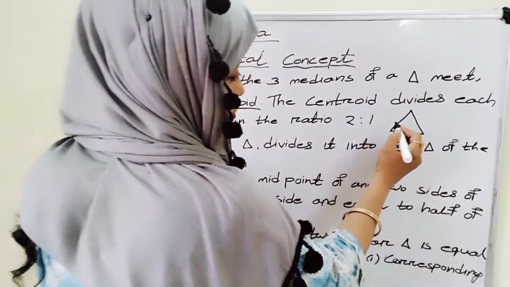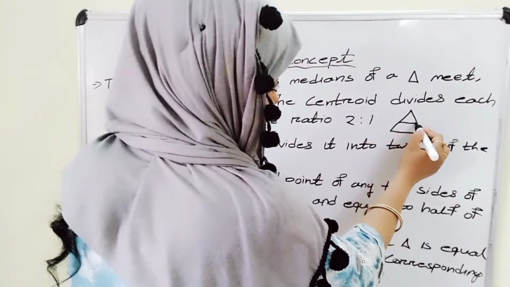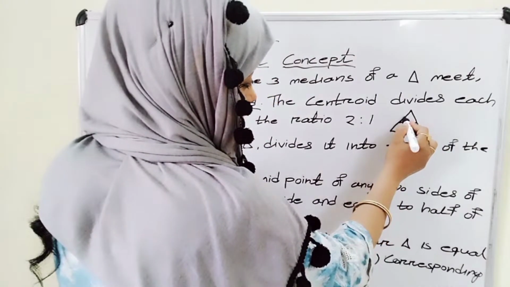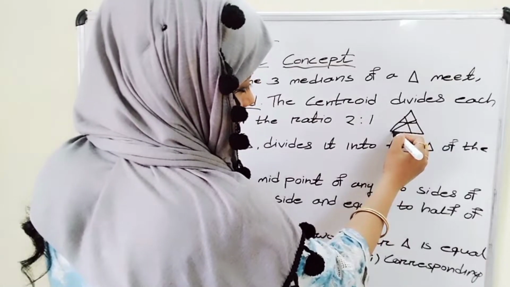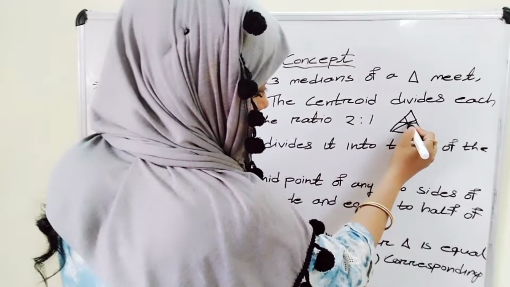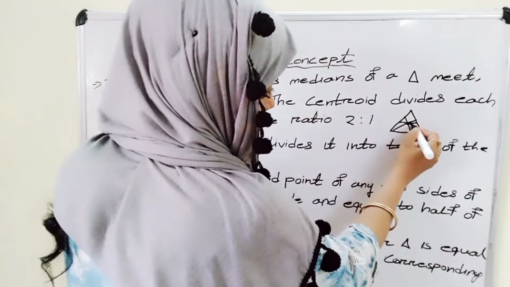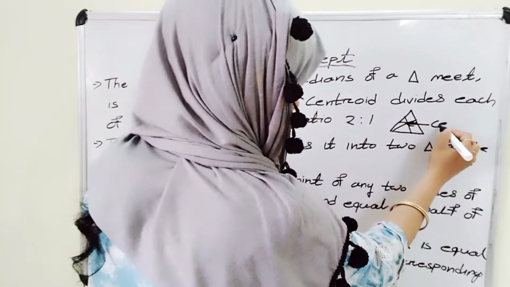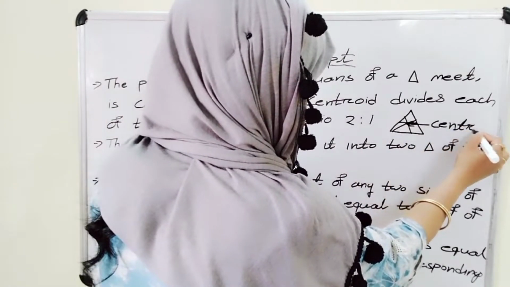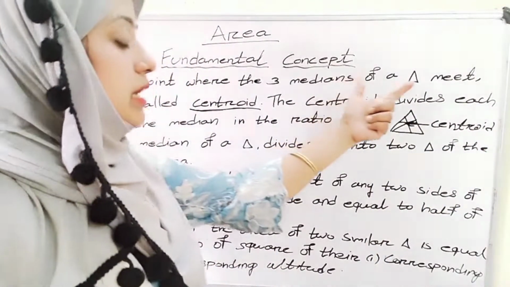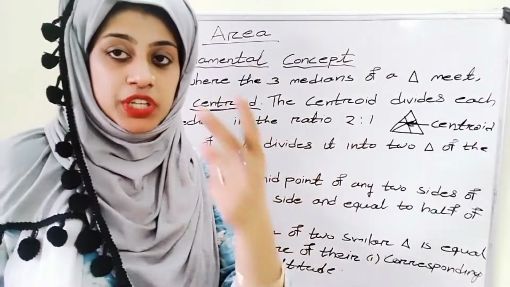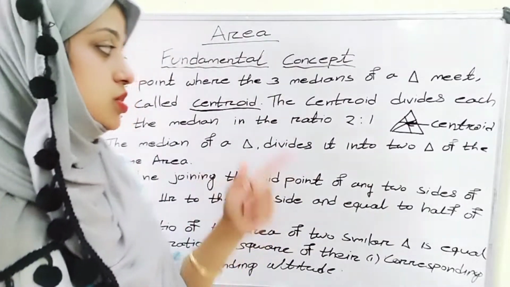Suppose the first median is this, the second median is this, and the third median is this. Here you can see a point. This point is called the centroid. The centroid is always made by the meeting point of three medians. Understand? This is your centroid.